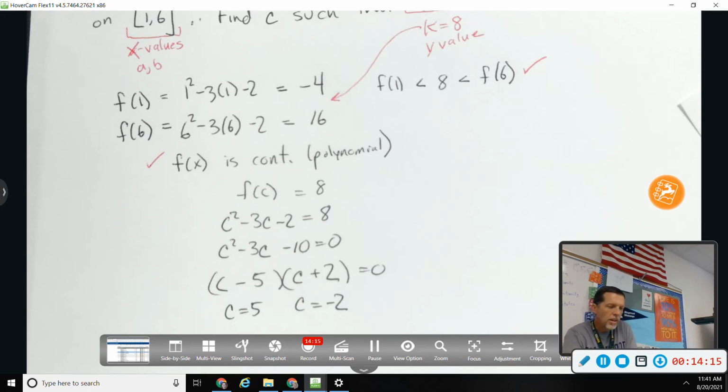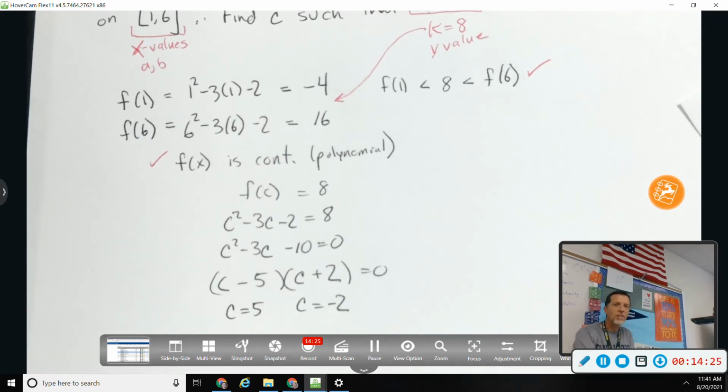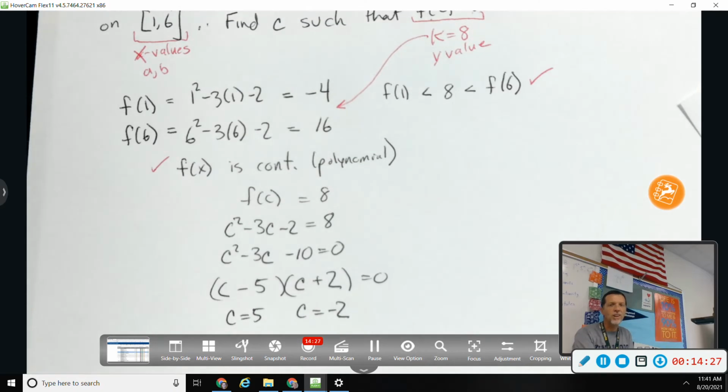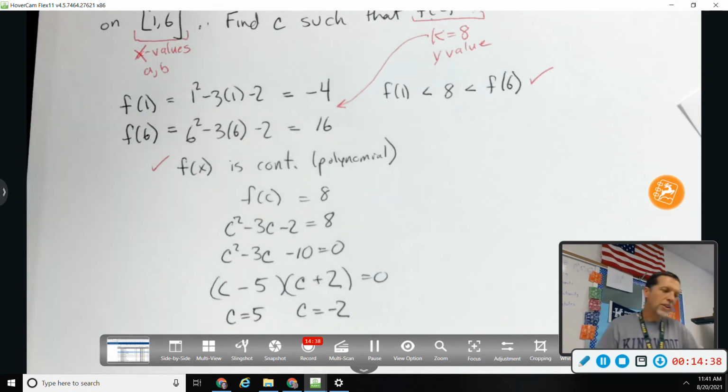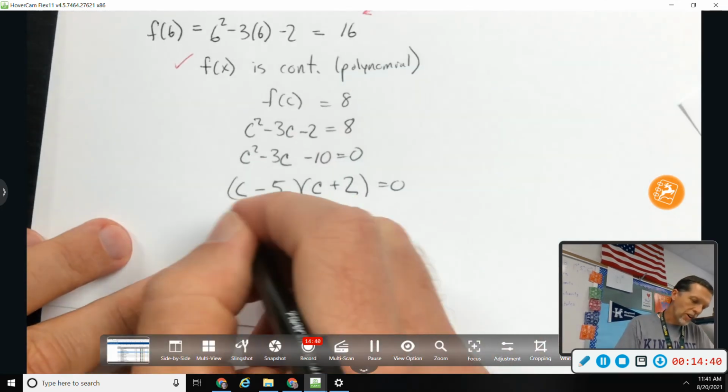Now, the intermediate value theorem says that if it's continuous and the y value is in between, is intermediate, then the x value should be in between. Now, I'm going to say that one of those answers is right, but one of those answers is wrong. Which one do I need to throw out and why? Negative 2. Why? It's not intermediate.